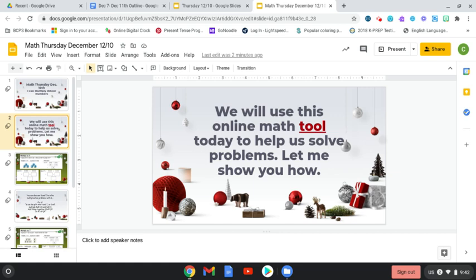Now, I'm not going to spend a lot of time talking about this tool because it is the same tool that we used yesterday. However, I will do an example at the end with this tool.